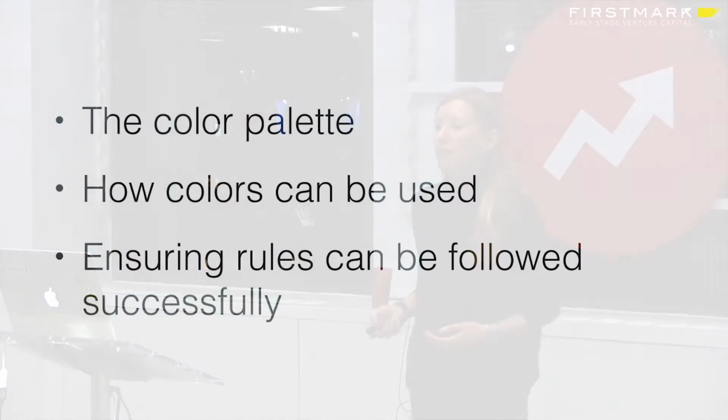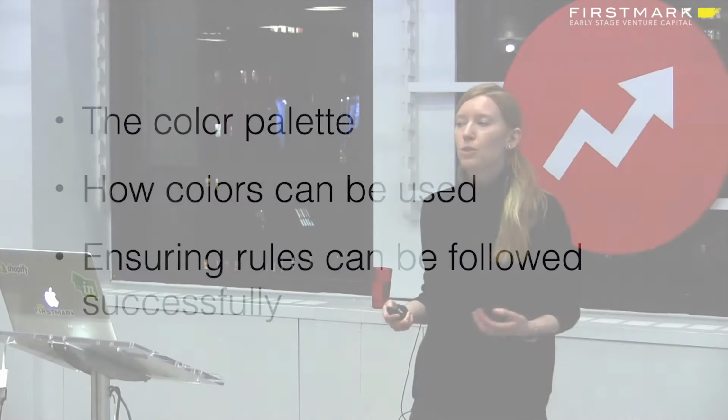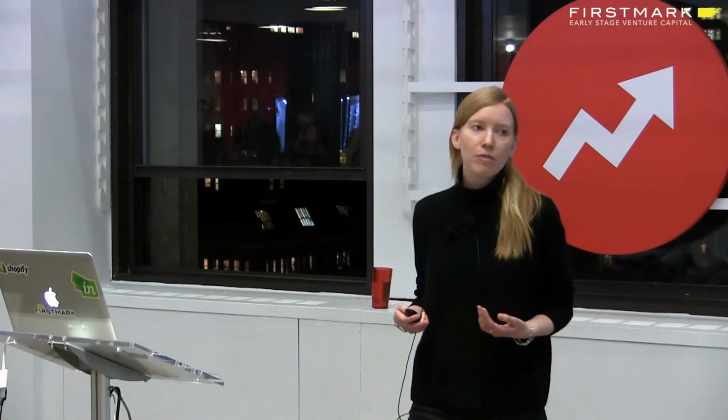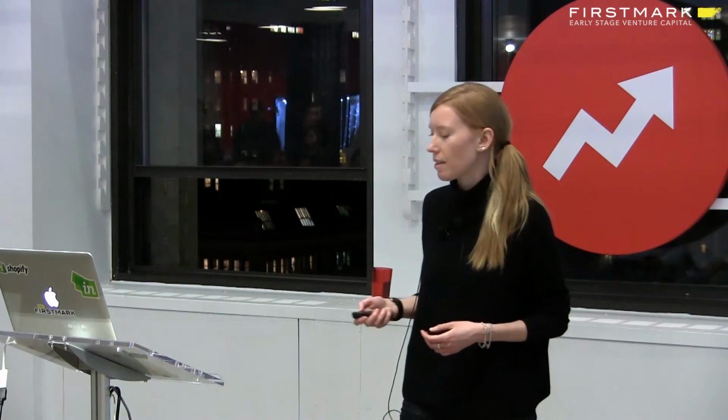The components of designing a system for colors was really, well, the color palette. That's probably quite obvious. But also how the colors could be used, and also figuring out how do we ensure these rules can be followed successfully. So that's thinking about documentation, but perhaps also CI tests or linters and things like that.